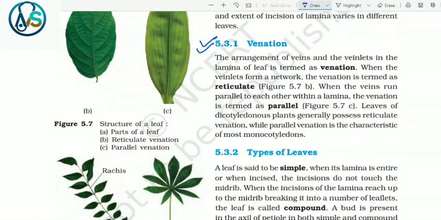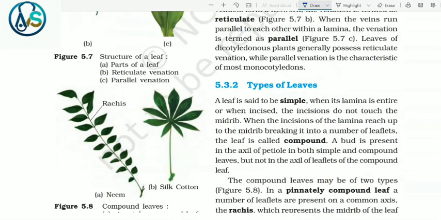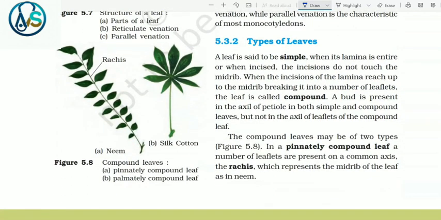5.3.1 Venation. The arrangement of veins and the veinlets in the lamina of a leaf is termed venation. When the veinlets form a network, the venation is termed reticulate. When the veins run parallel to each other within a lamina, the venation is termed parallel. Leaves of dicotyledonous plants generally possess reticulate venation, while parallel venation is a characteristic of most monocotyledons.